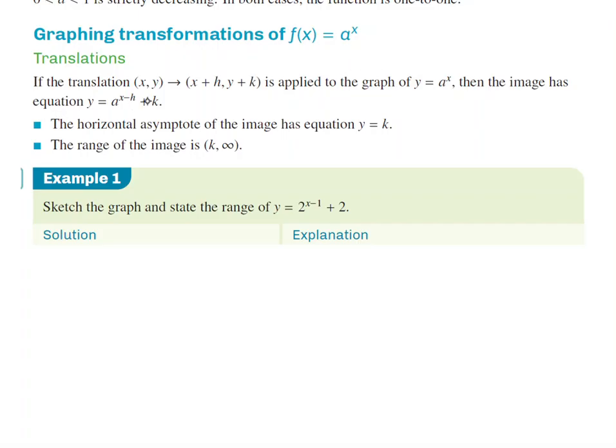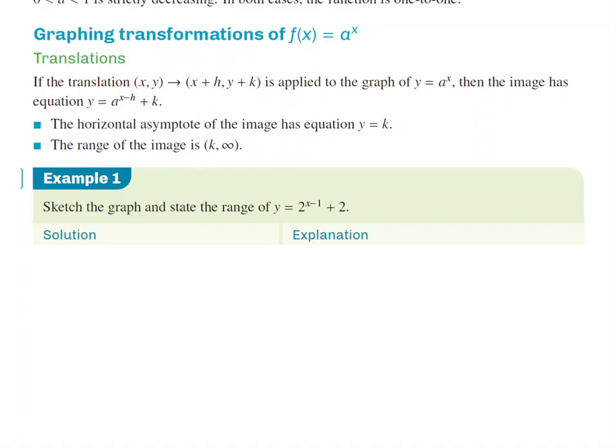If the translation (x, y) to (x plus h, y plus k), so moving h units to the right, or in the positive direction of the x-axis, and k units up, or in the positive direction of the y-axis, is applied to the graph, then the image has the equation y equals a to the x minus h, plus k. The horizontal asymptote of the image has the equation y equals k. And the range of the image is k to infinity.